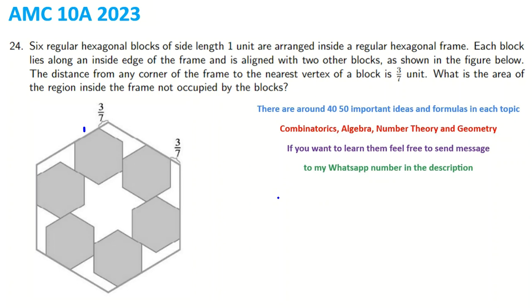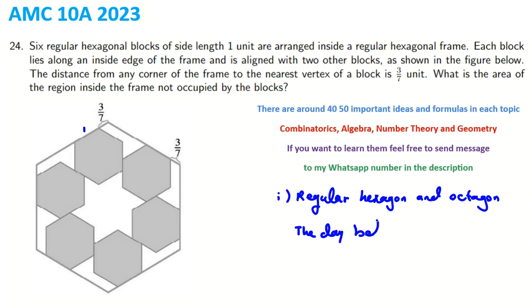Okay, so before the exam, I said important properties of a regular hexagon and a regular octagon. Hexagon is useful. I said area, diagonals, the day before the exam. I said all those properties. Now here.